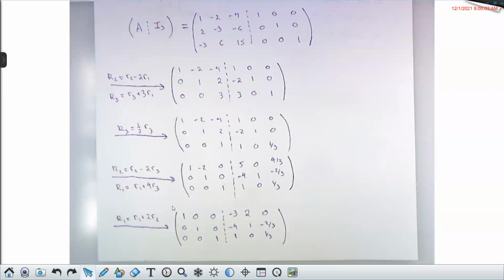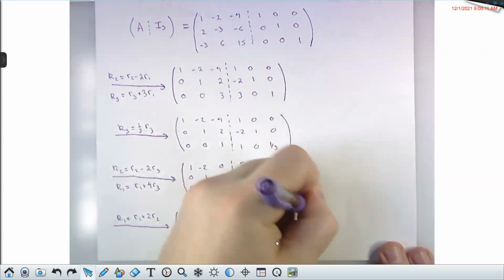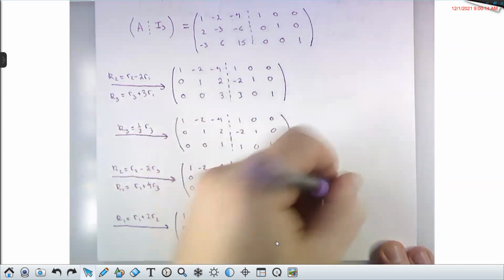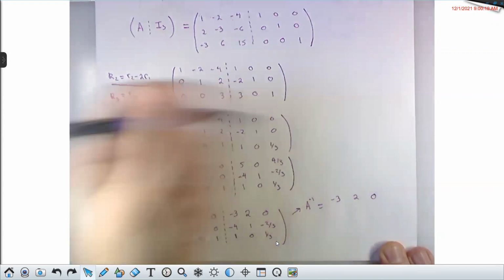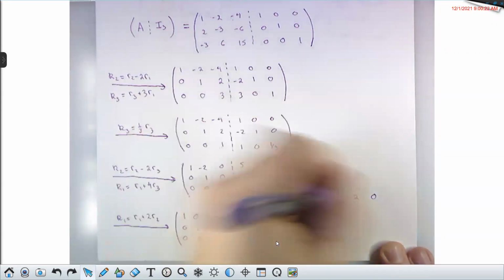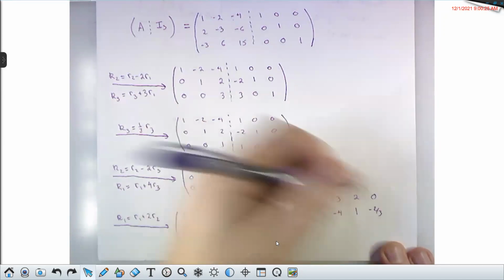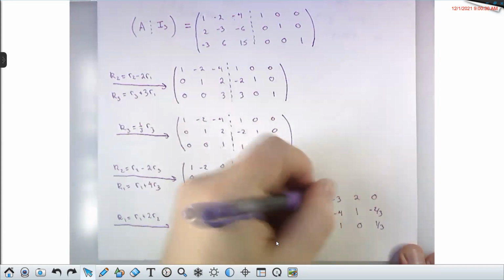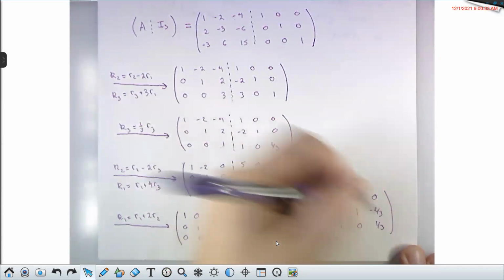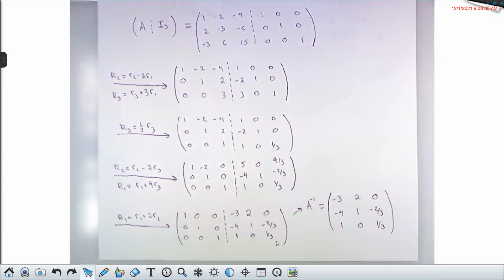Now we're done, because the thing on the left, this is now I3, which means this has to be A inverse. So the inverse of the matrix A is the 3 by 3: -3, 2, 0, -4, 1, -2/3, and 1, 0, 1/3. Right, that matrix on the right. So now we're ready to solve the system.